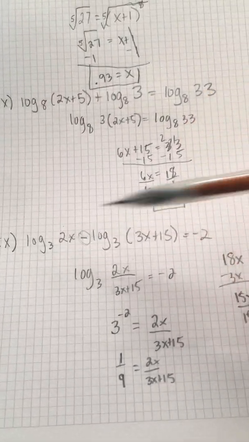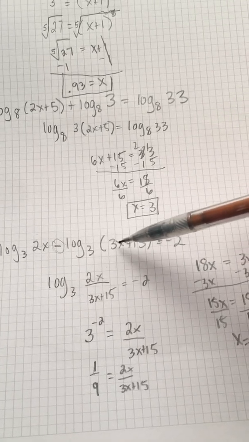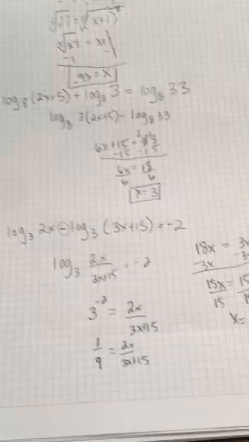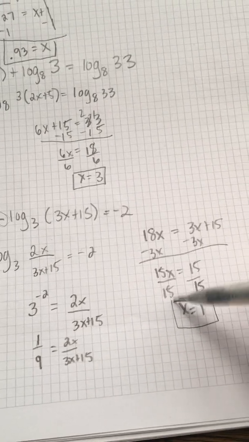Then I just double check. 2 times 1, yes, we can have a 2 there. 3 times 1 is 3 plus 15, 18. Yes, we can have an 18 there. Our solution is x equals 1.